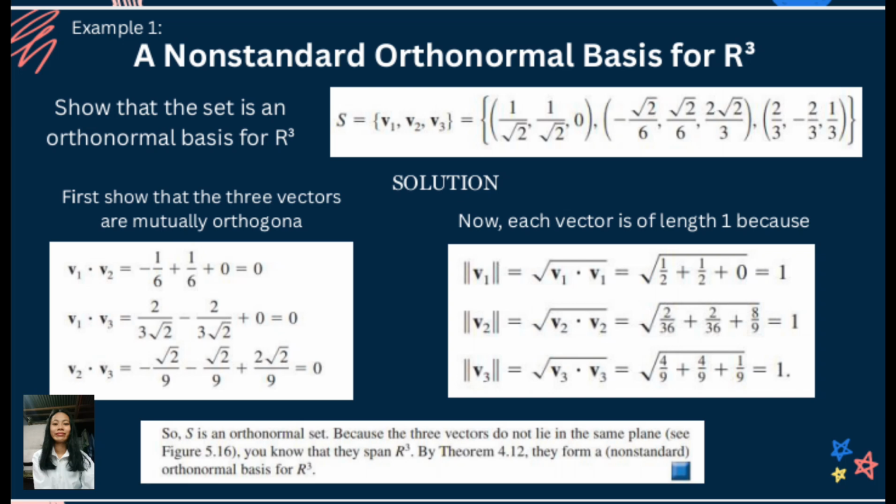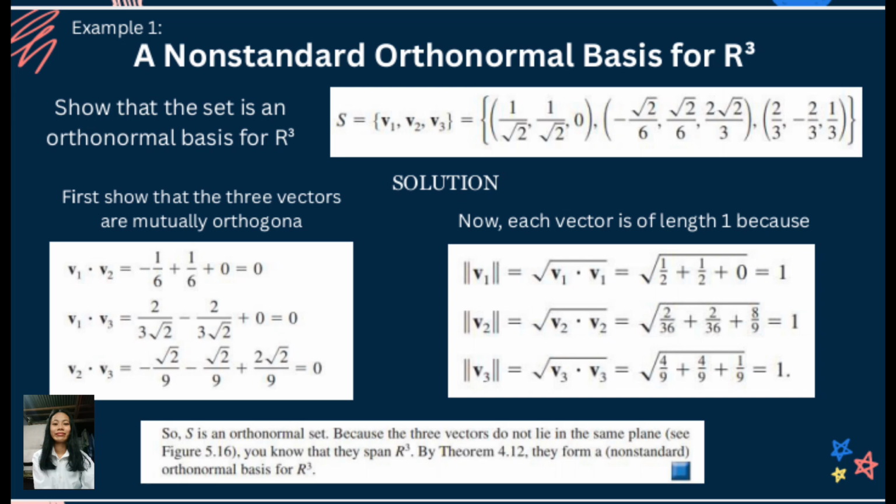B sub 2 times B sub 3 is equal to negative square root of 2 over 6 times 2 over 3 plus square root of 2 over 6 times negative 2 over 3 plus 2 square root of 2 over 3 times 1 over 3, which is equal to negative square root of 2 over 9 minus square root of 2 over 9 plus 2 square root of 2 over 9, which is equal to 0. Since all the dot products are 0, we can conclude that the vectors in S are mutually orthogonal.